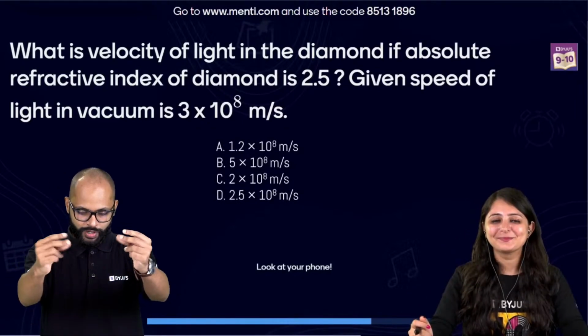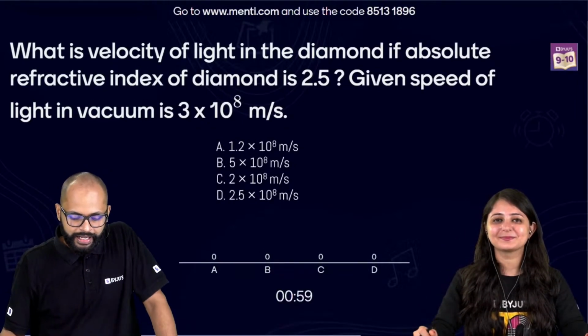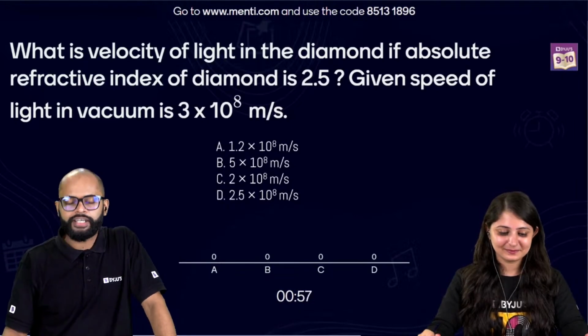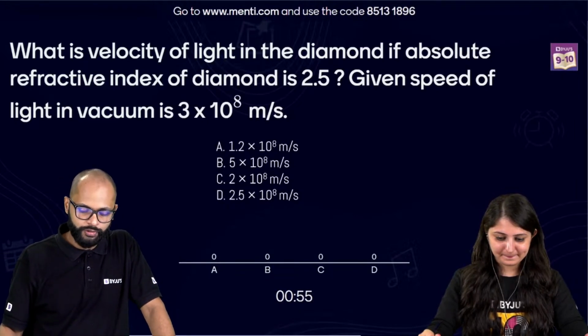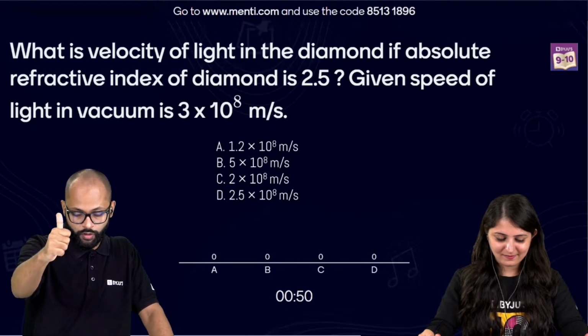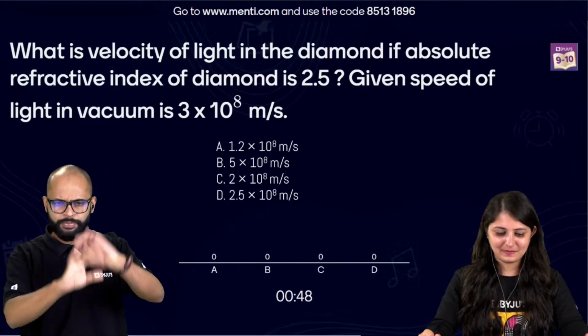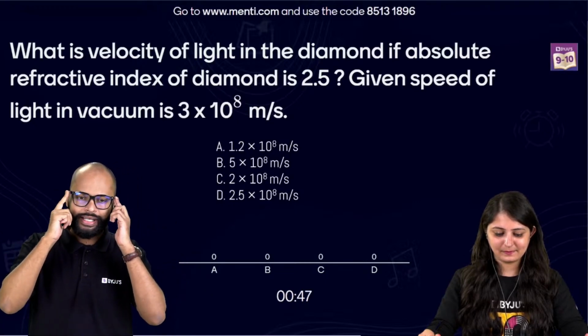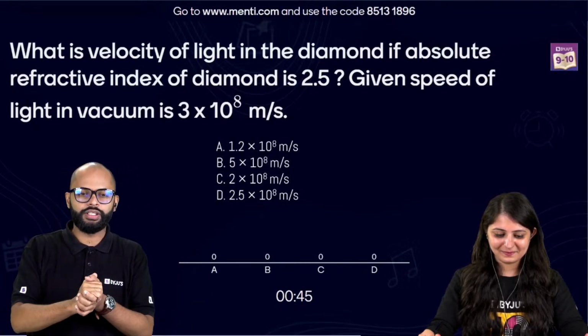Okay. Hello people, question. What is the velocity of light in the diamond if the absolute refractive index of diamond is 2.5? Given the speed of light in vacuum is 3 into 10 to the power of 8 meter per second. Simple question. Basic refractive index definition you have to use, and then you will get the answer.